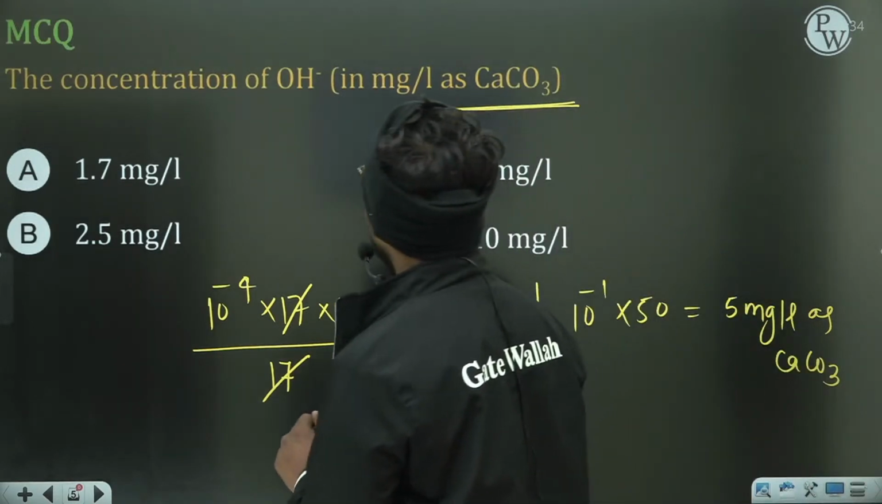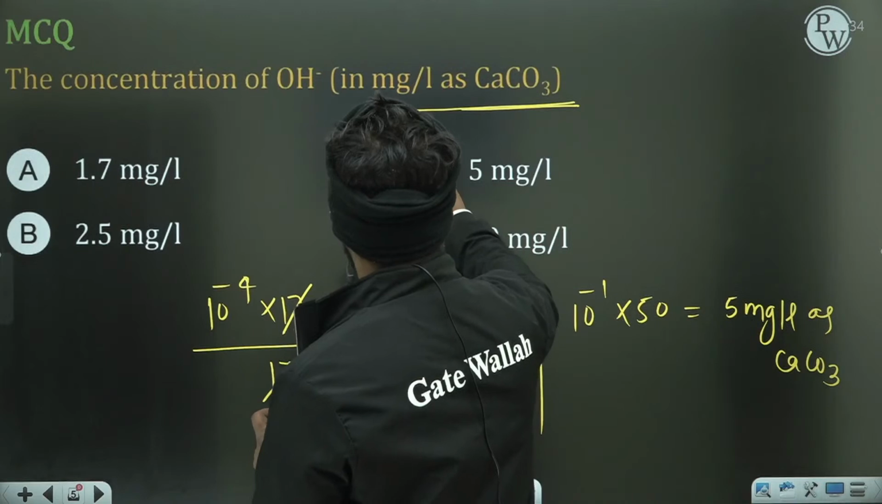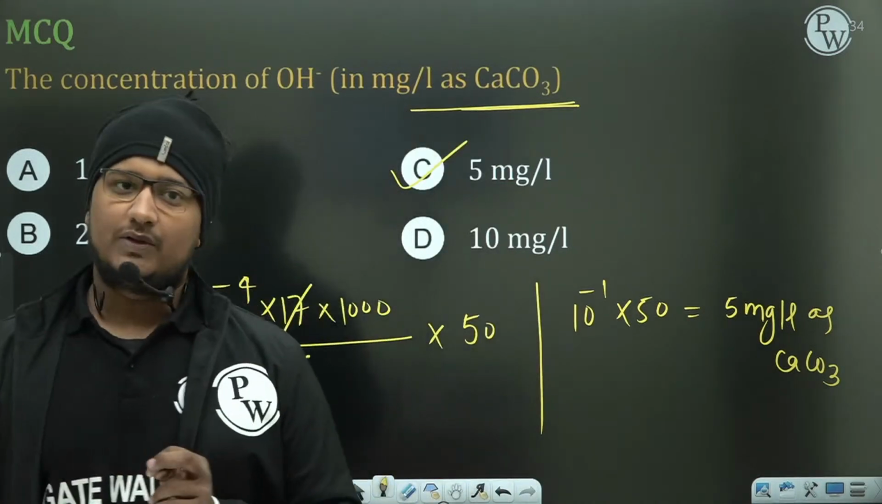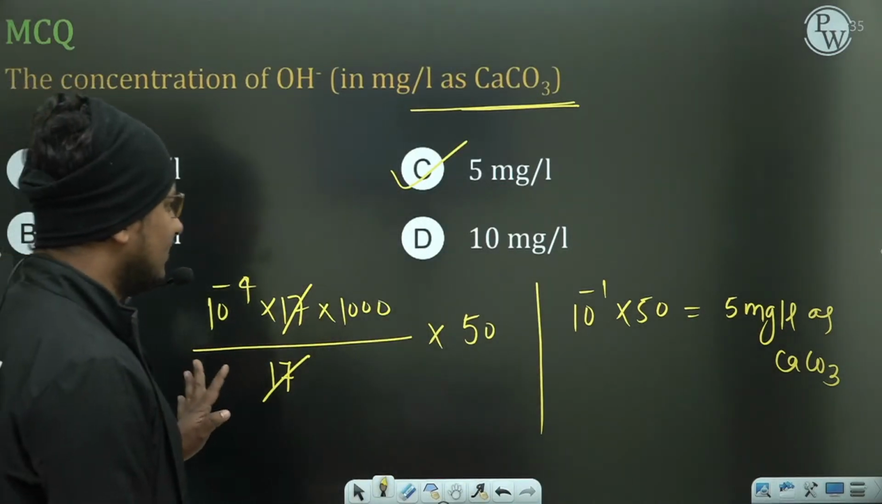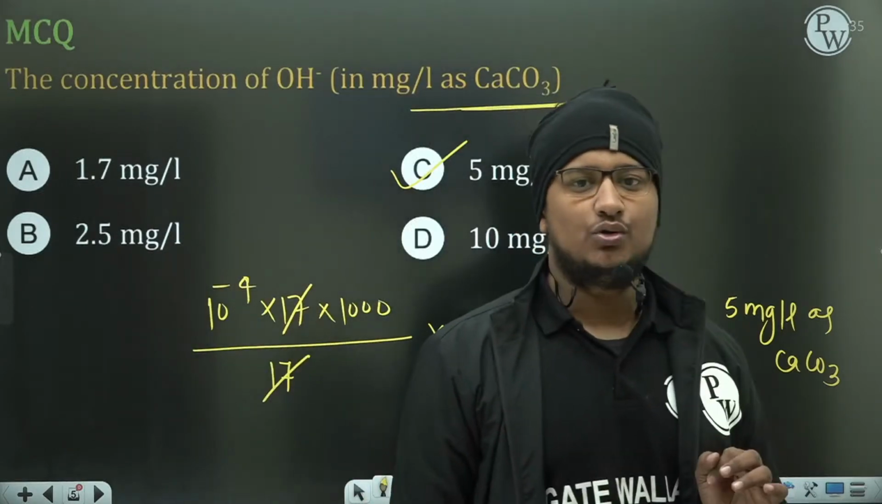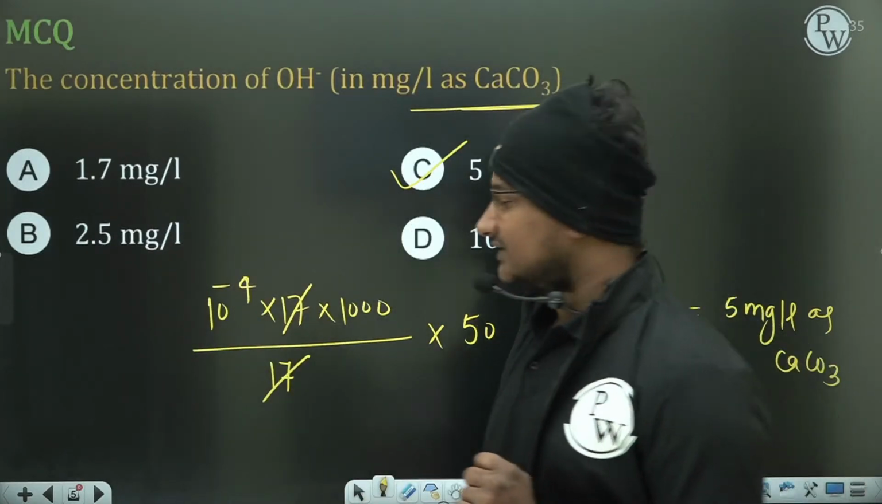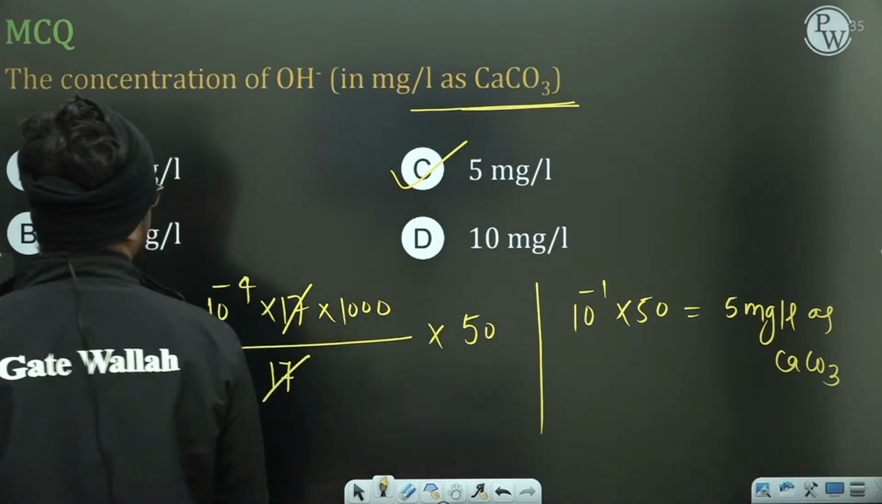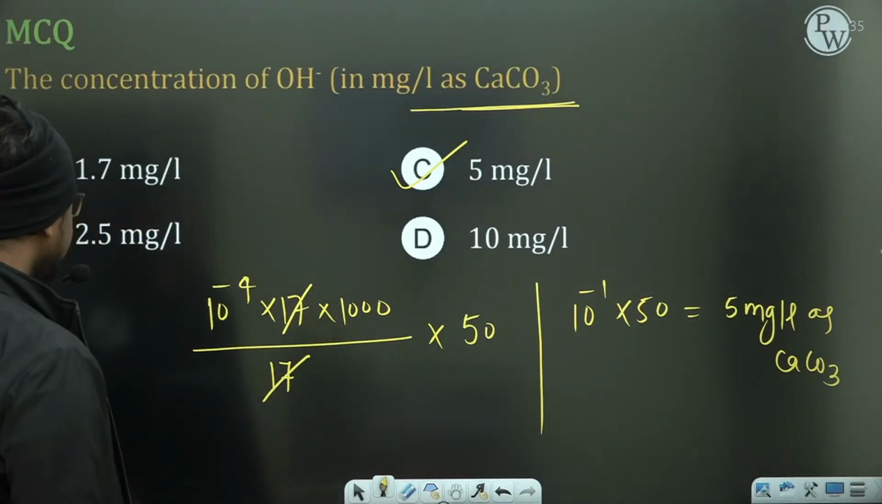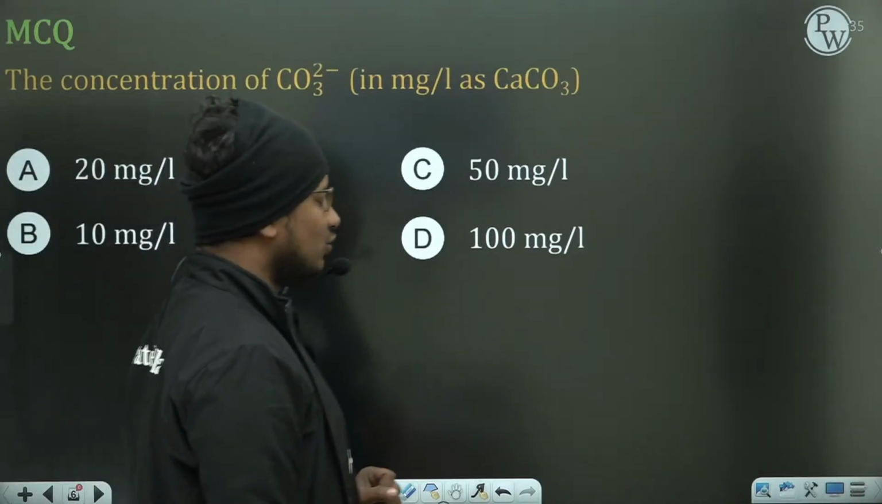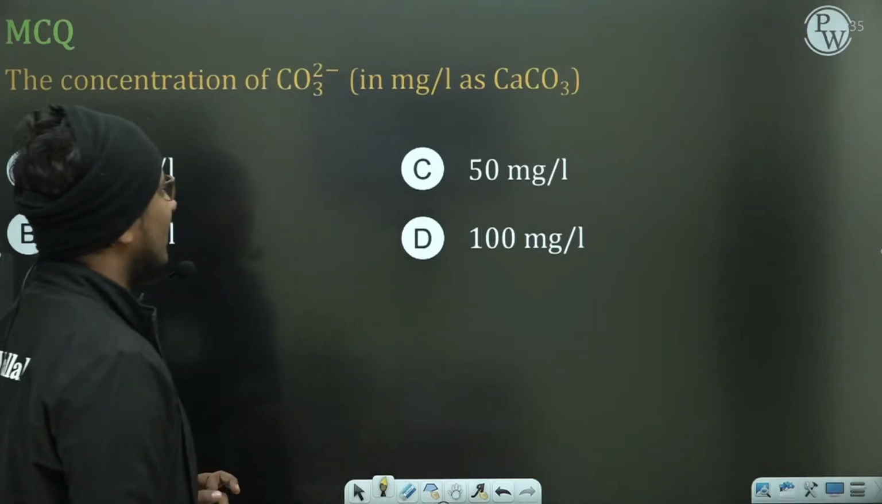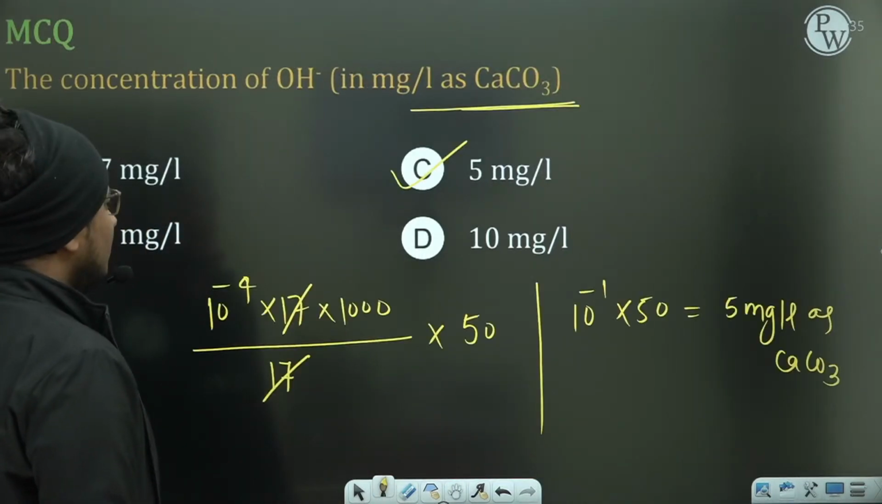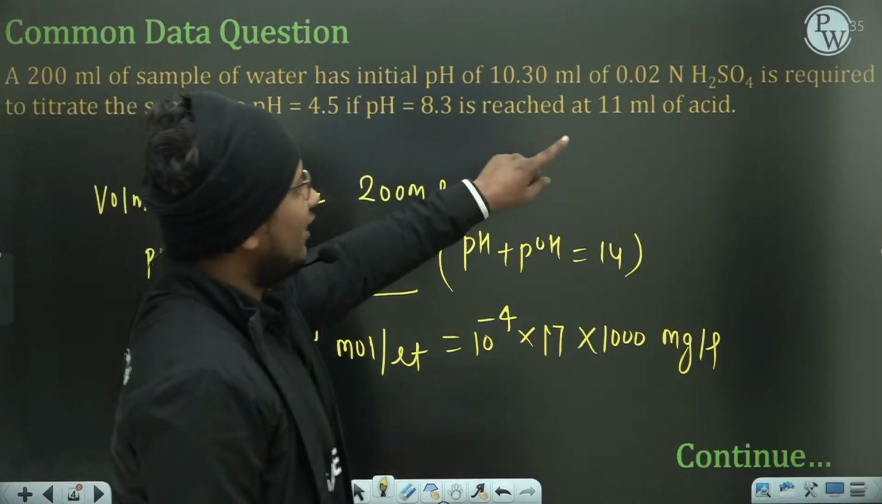As CaCO3. So in that case, your answer will be option C without any doubt. I hope it is clear to all of you. Is it clear? So the first part of this question is clear. For the second part, what they are asking is the concentration of CO3 2 minus. Now again, we'll read the second line of the question.